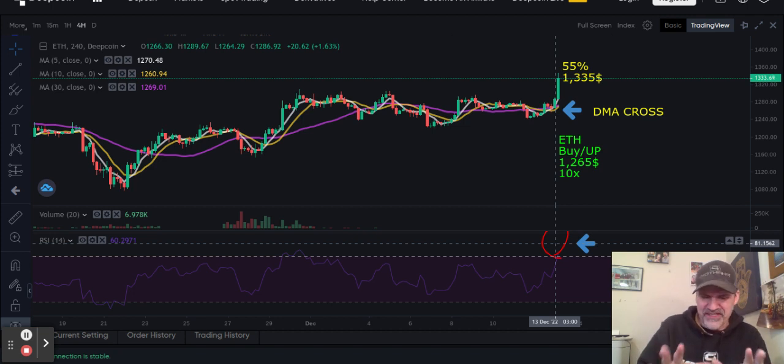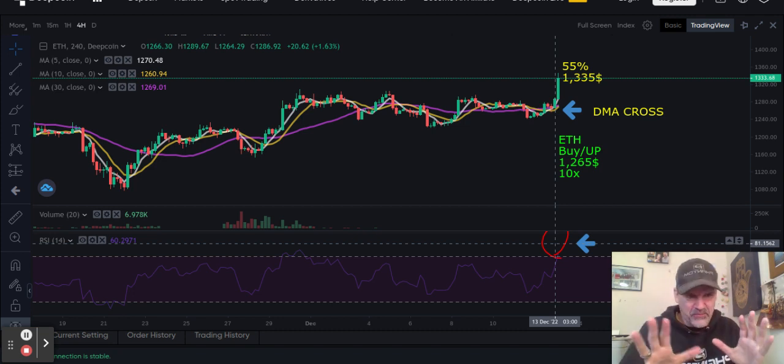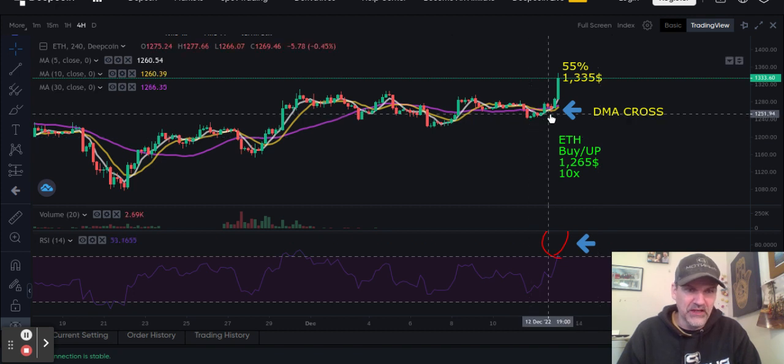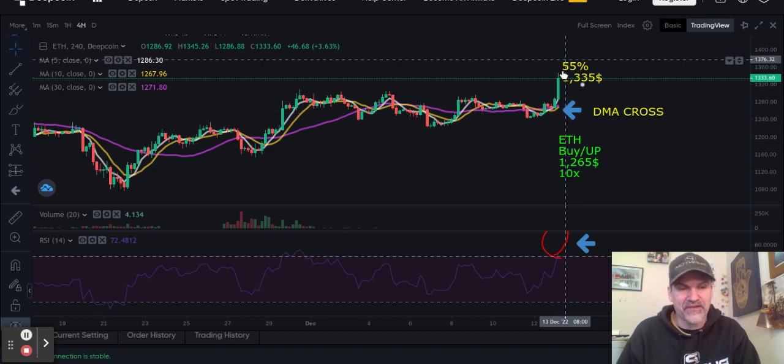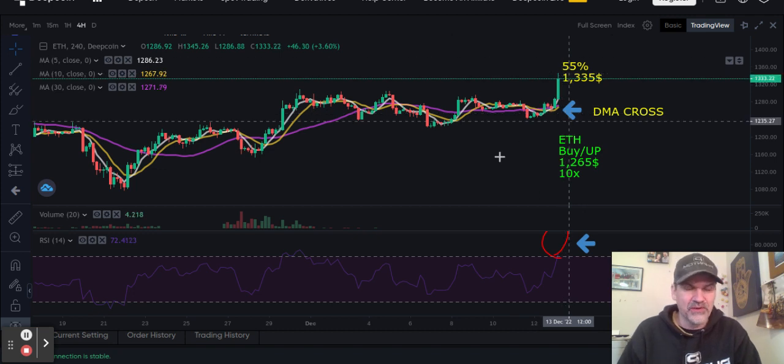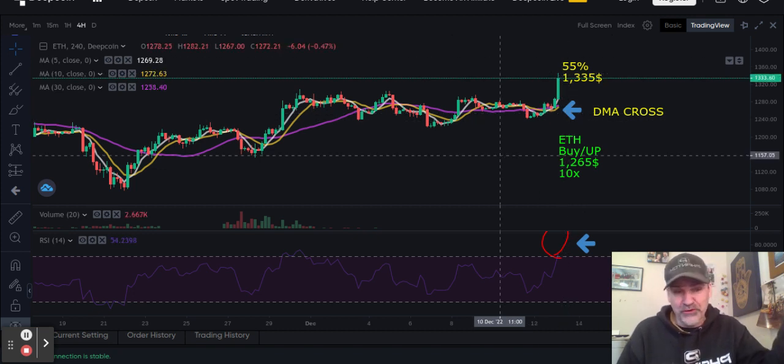1 to 3 always is kind of wonky. A lot of selling comes into the market between 1 p.m. and 3 p.m. a lot of times. So we'll keep an eye on that. But that is your trifecta DMA cross, which is a bullish signal for Ethereum today. People already in the trade at 1265, we're already at 55%. And so we're going to see what happens here for the rest of the day. And we'll do a follow-up video.